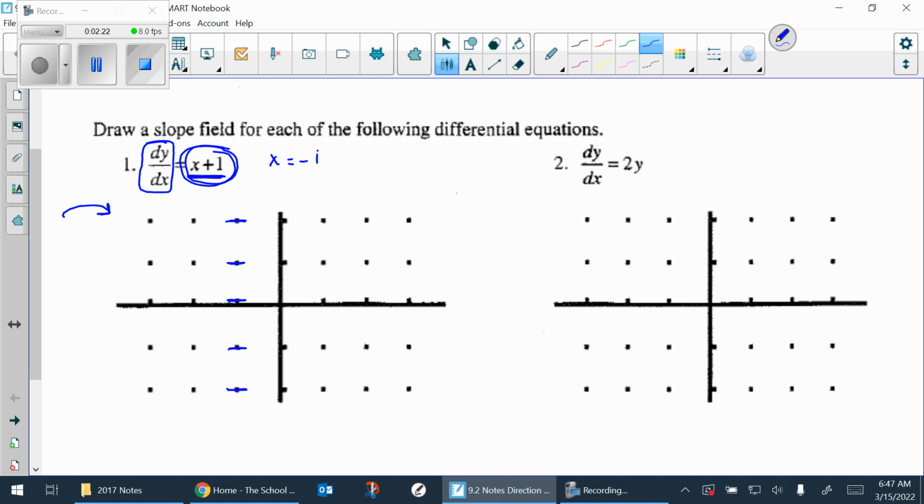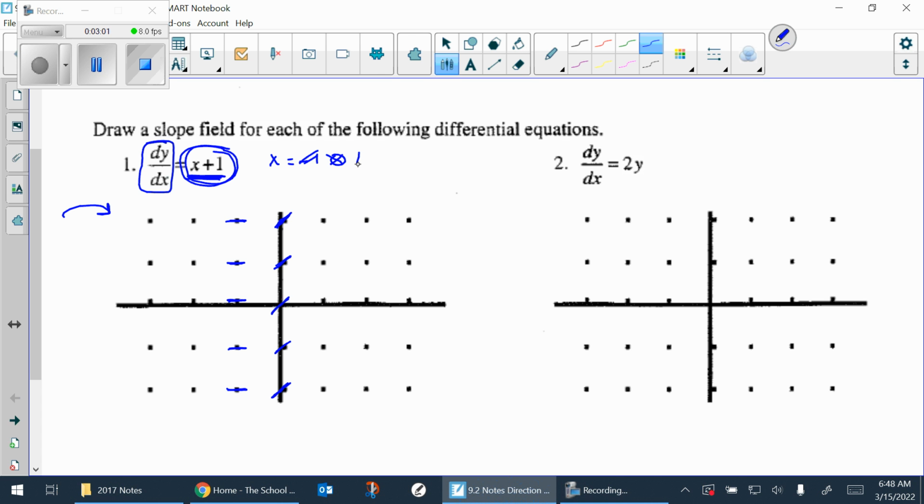Now, what if x instead of negative 1 were 0? Well, then x plus 1 is 1. And so I want to draw a small segment that has a slope approximately equal to 1 through any point where x is 0. So I do the best I can. I'm kind of aiming up as if I'm aiming at that point right there. And so it's approximately going to have a slope of 1. It's going to be as close as I can do it without spending all day doing it.